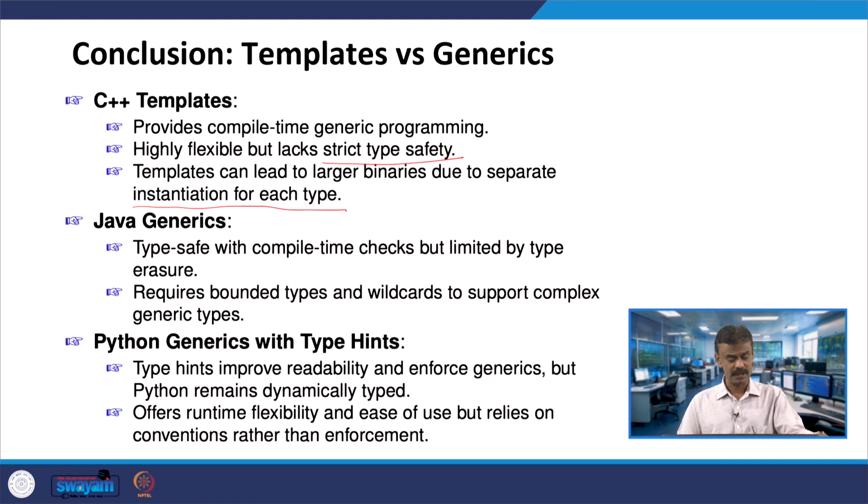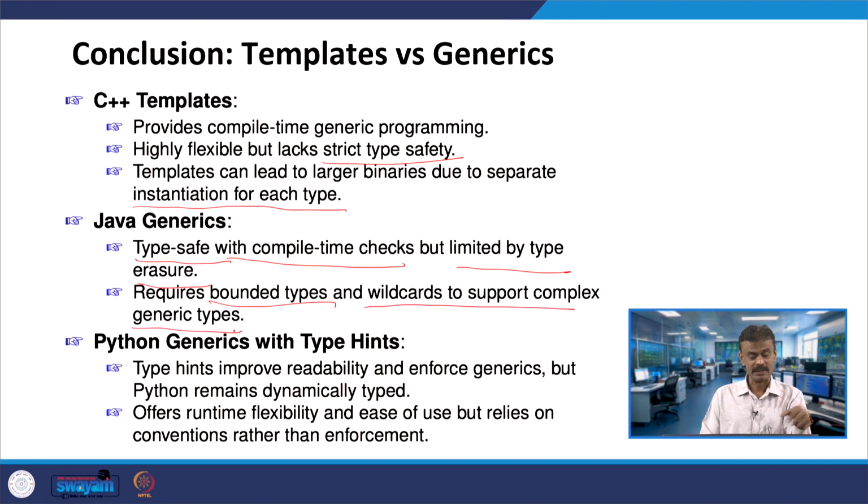Whereas in the case of Java, you have strict type safety. At compilation time it checks the type safety, but it is limited by type erasure. When we talked about Java generics, we had seen these properties, and it also requires bounded types and wildcards to support complex generic types. These we had already seen in the last few lectures with C++ templates. Then we talked about Python generics.